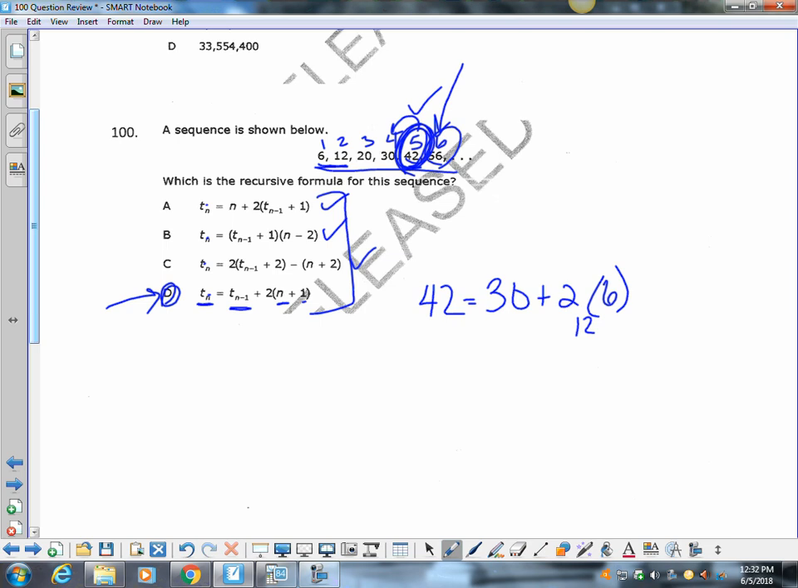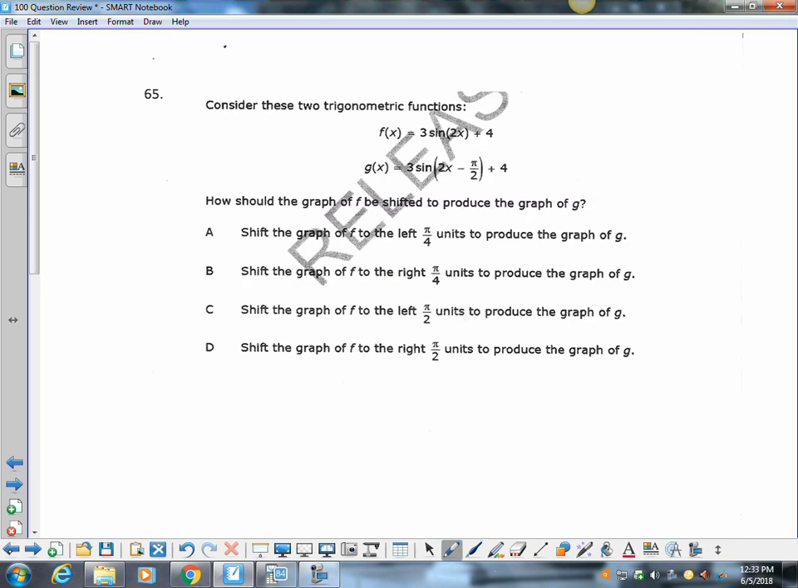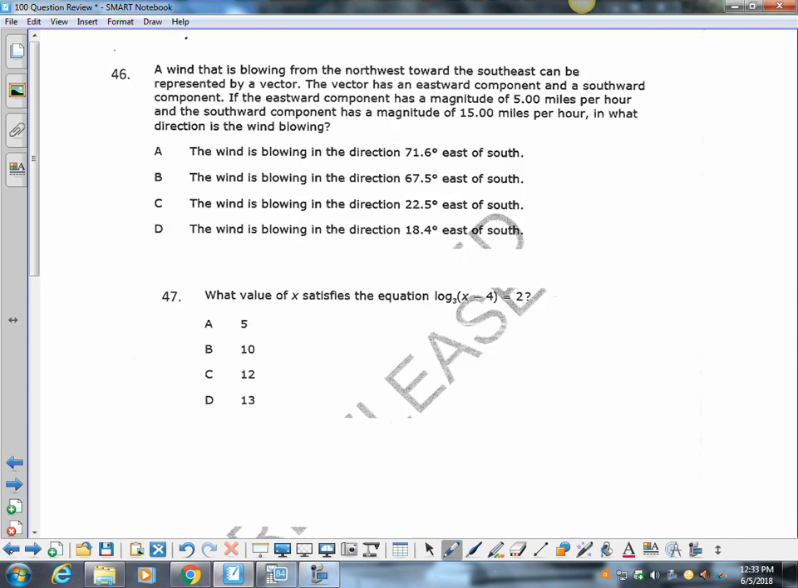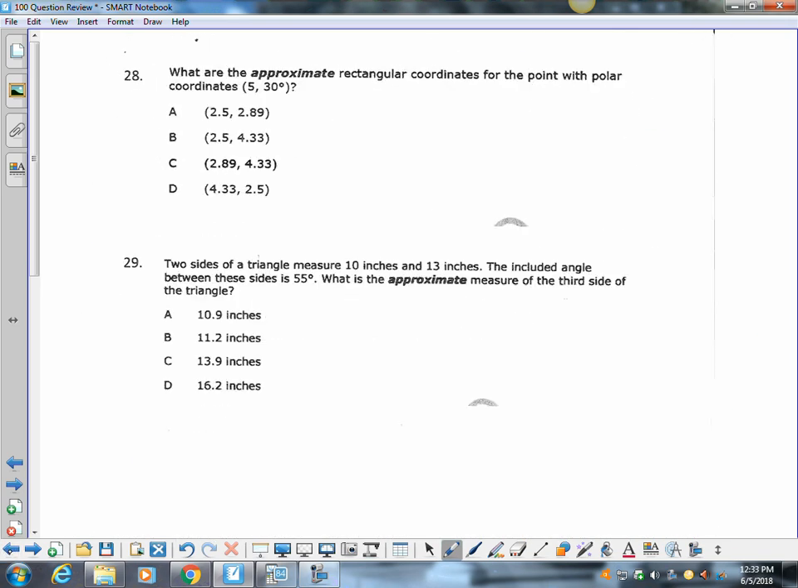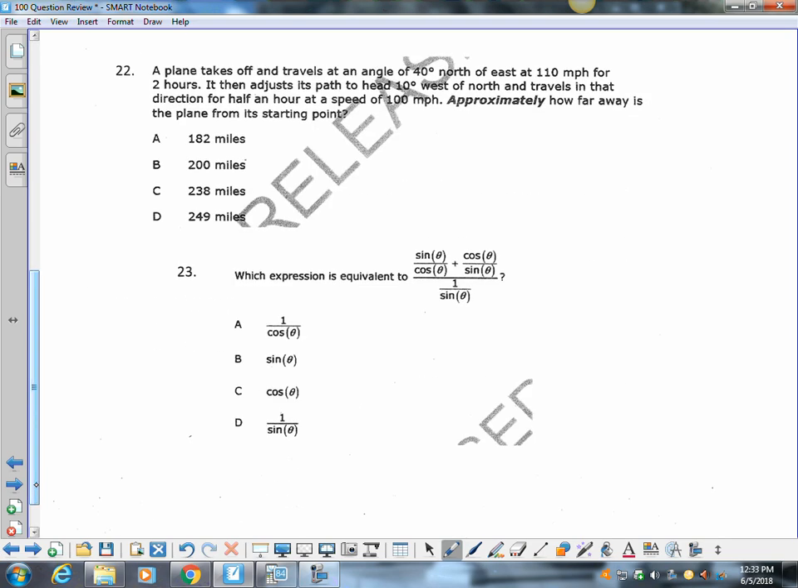Okay, so that's it for series and sequences. Now we're going to run through the parametric real quick. So we're going to pop back to number 22. And I was very impressed with how many of you got this one right, or the one that was like this one, on the quiz. Remember the plane. Okay.